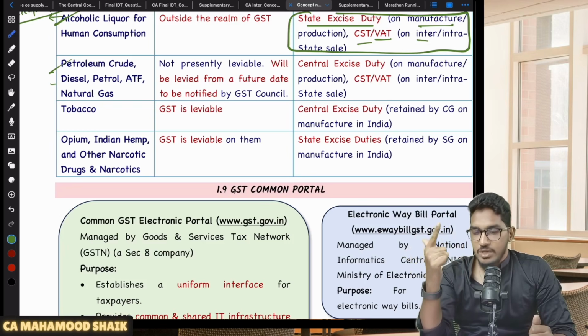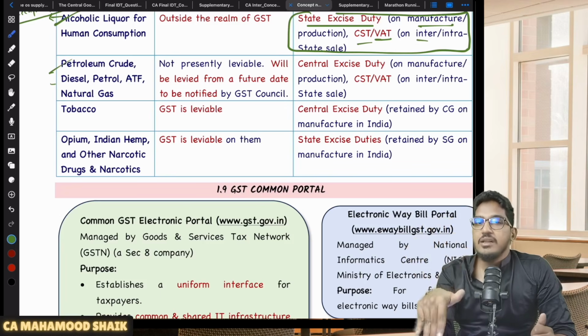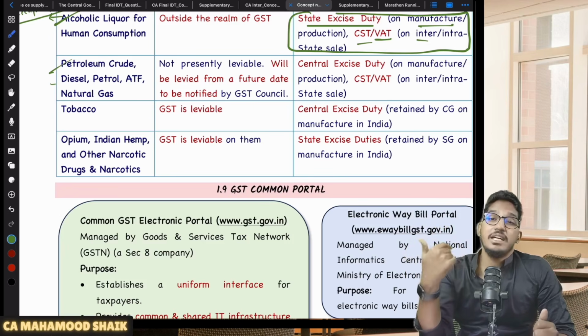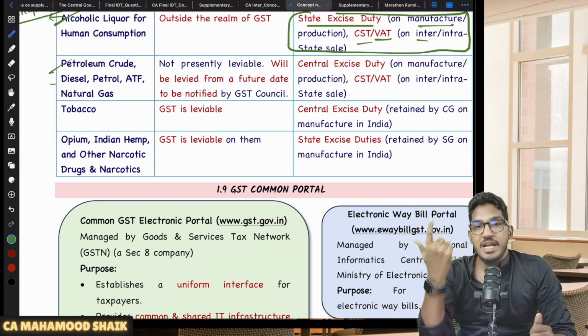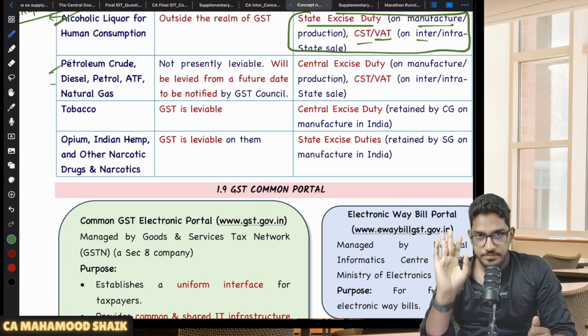Petroleum crude, petrol, diesel, aviation turbine fuel, and natural gas. These 5 petroleum products are currently not under GST purview. I am not saying permanently they will be kept outside of the GST purview, but for the time being, currently they are outside of the GST purview. The government will notify a date in the future. From the date notified, these 5 petroleum products also will come under GST purview.